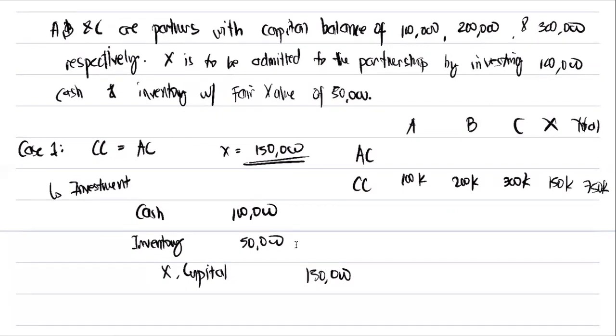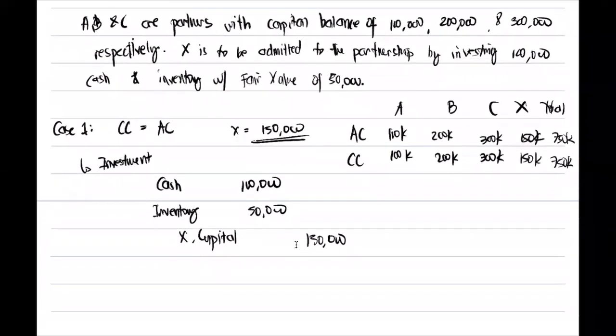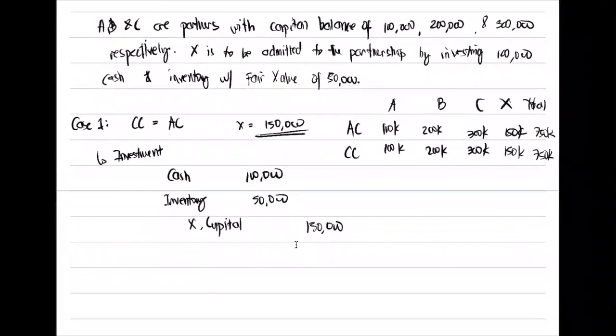We have your agreed capital. Sabi natin equal dapat. So this is still 100, 200, 300, and 150,000, so 750,000. Okay? So walang problema dito because the contributed capital is equal to your agreed capital.